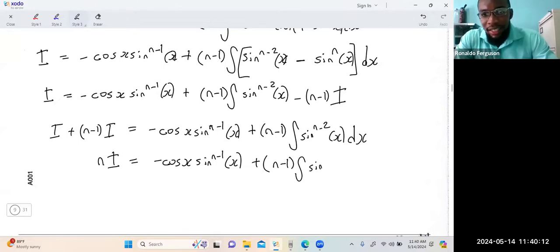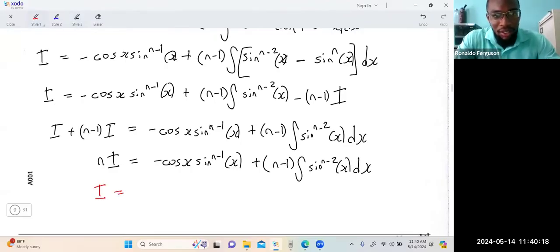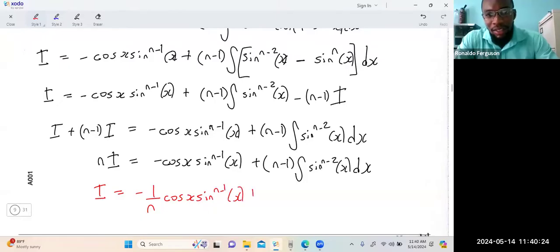Integral sine n minus 2 x dx. Now divide through by n. So I is equal to minus 1 over n cos x sine n minus 1 x plus n minus 1 over n integral sine n minus 2 x dx.